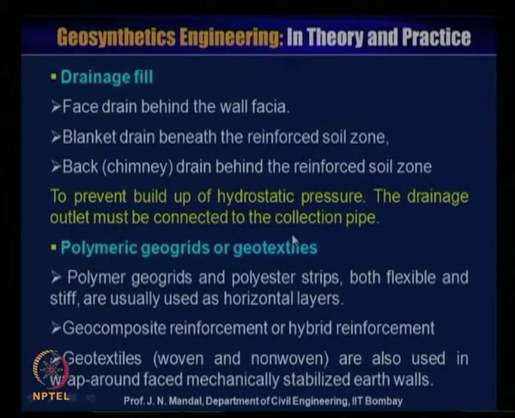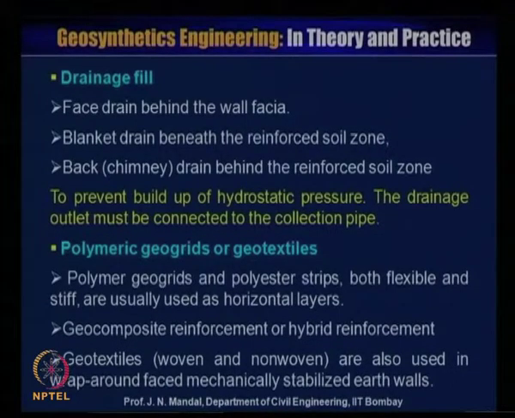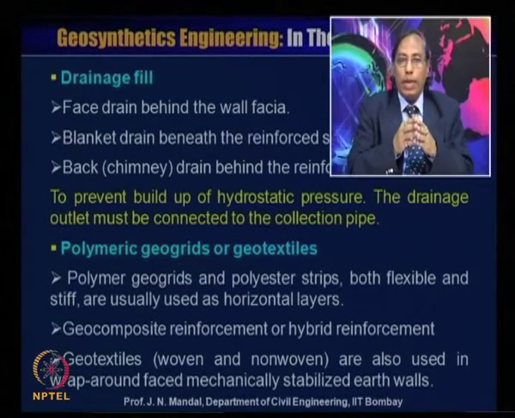Now the drainage field, this is also very important. I showed you the face drain behind the wall fascia, the blanket drain beneath the reinforced soil zone, and the chimney drain behind the reinforced soil zone. To prevent the build-up of hydrostatic pressure, the drainage outlet must be connected to the collection pipe. Now polymeric geogrid or geotextile. Polymer geogrid and polyester strip, both flexible and stiff, are usually used as a horizontal layer.